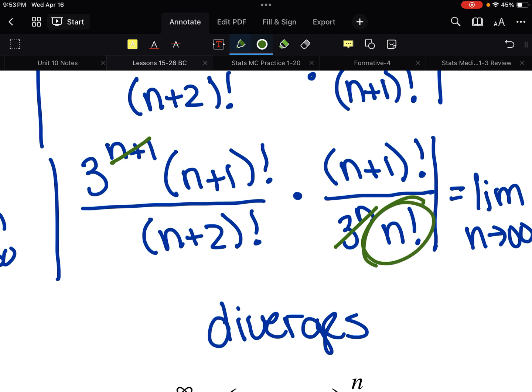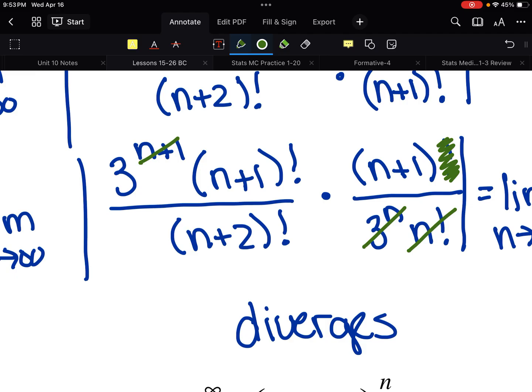This is like 5 times 4 times 3 times 2 times 1. This would be like 6 times 5 times 4 times 3 times 2 times 1. So all of these numbers that are n and less are going to cancel out all of these that are n and less, but the n plus 1 is not going to get canceled out. Everything below it will, but not the n plus 1.